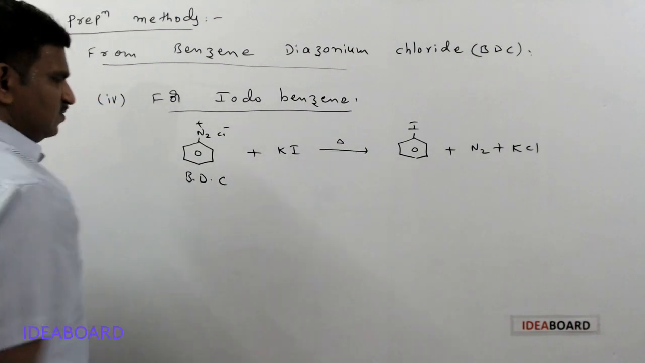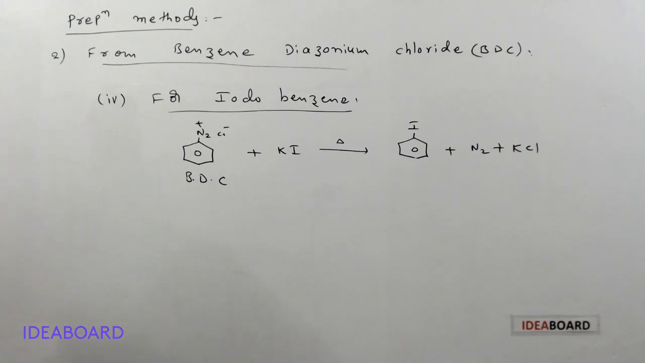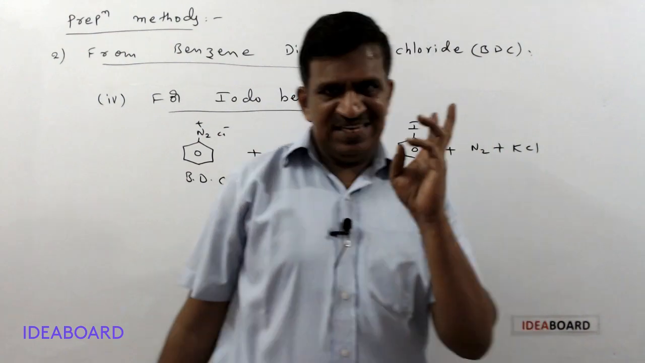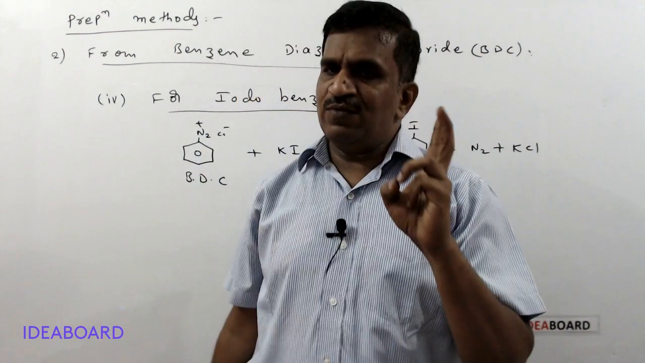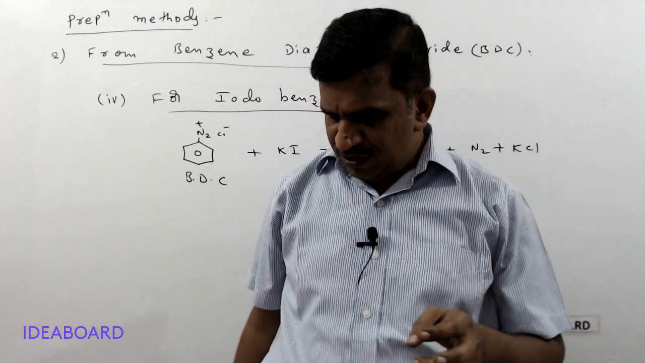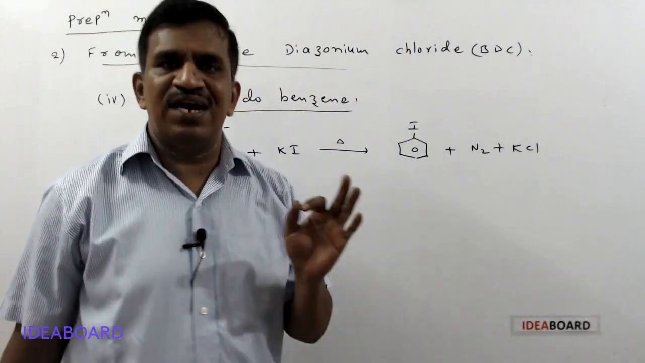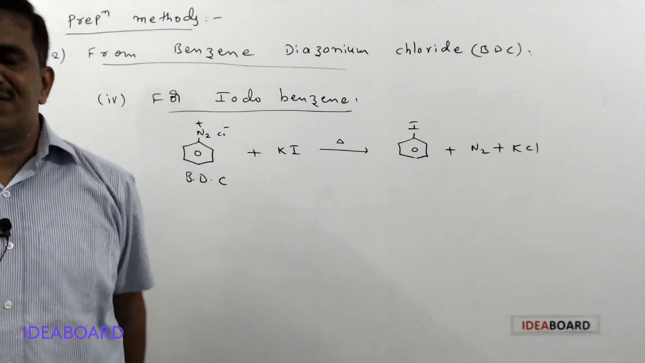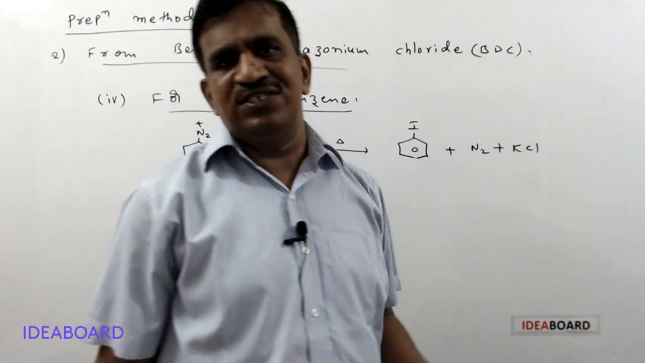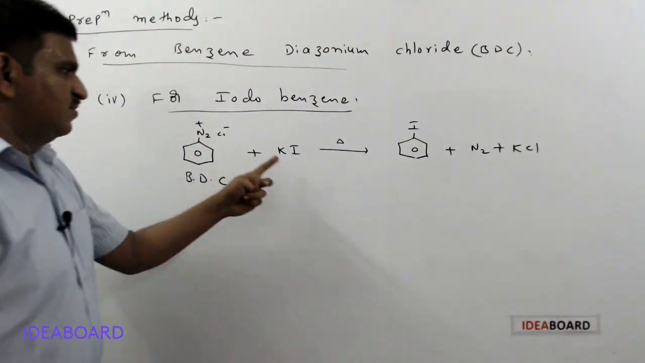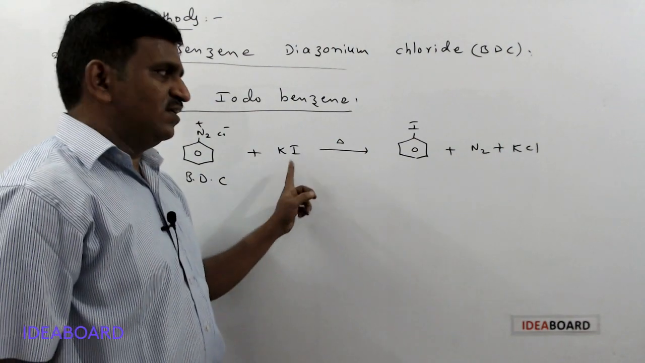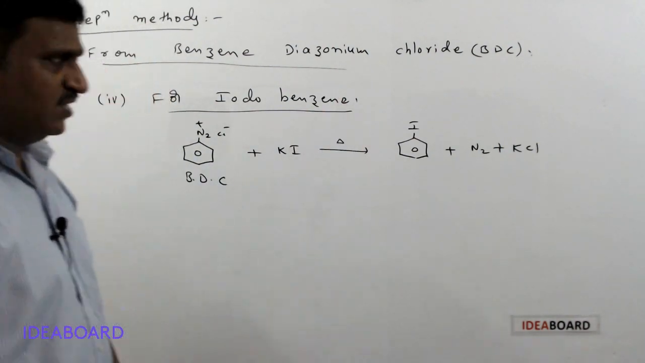High temperatures are used. This is the iodobenzene preparation. So from benzene diazonium chloride we can prepare fluorobenzene, chlorobenzene, bromobenzene, and iodobenzene. But chlorobenzene and bromobenzene can be prepared by the Sandmeyer reaction and the Gattermann reaction. Fluorobenzene can be prepared by the Balz-Schiemann reaction. Iodobenzene is prepared directly by heating benzene diazonium chloride with potassium iodide.